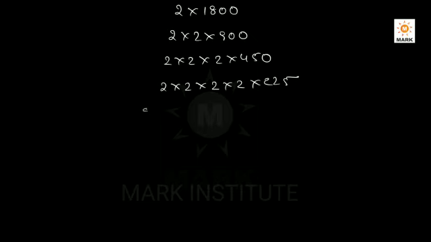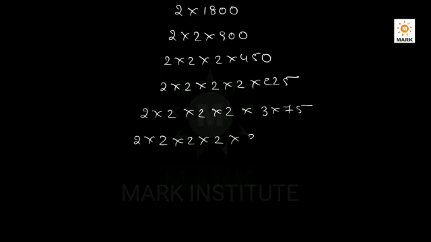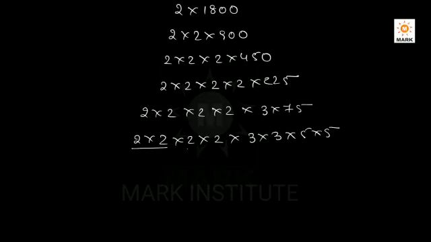After that we can write 2 into 2 into 2 into 2 into 3 into 75. Then again 2 into 2 into 2 into 2 into 3 into 3 into 5 into 5. 25 I am writing as 5 into 5. Clearly we know in a perfect square number all the prime factors we get will occur 2 times or 4 times or 6 times. Always they will be in pairs. So here, see, 2 is there 4 times, 3 is there 2 times, and 5 is there 2 times.